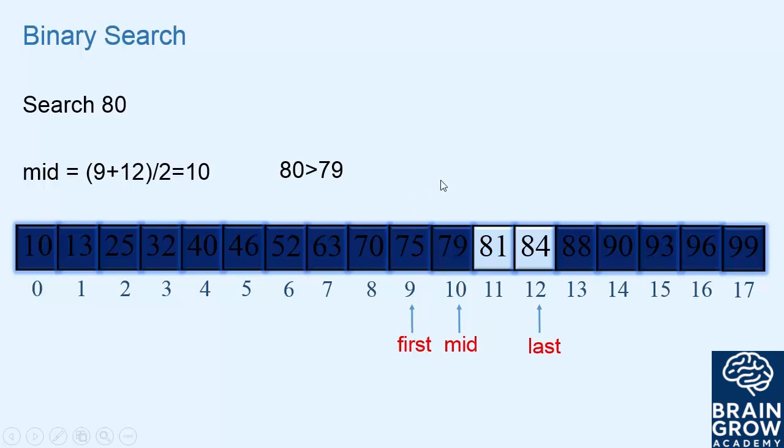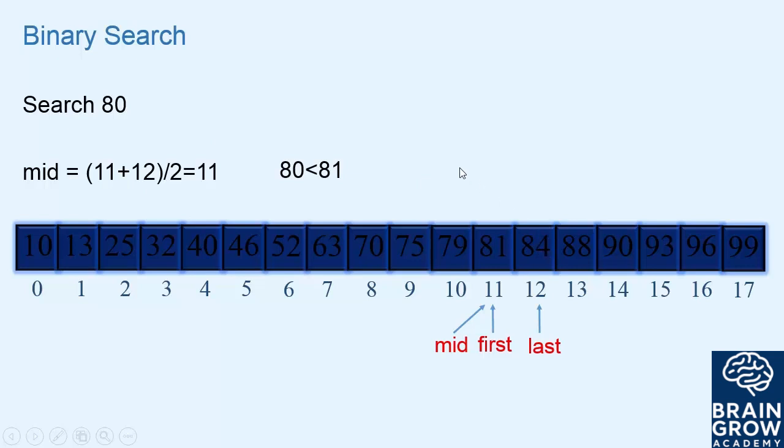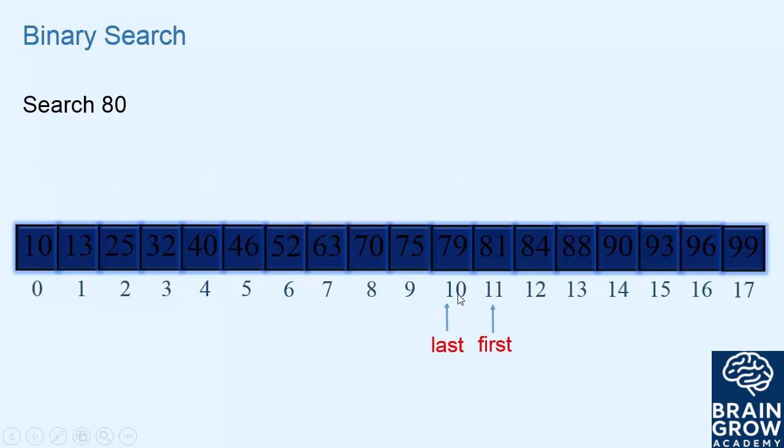And now we'll update the value of first. So first is equal to 11 now. Now we have to search in this subarray. We calculate the value of mid. Mid is equal to 11. 80 is less than 81. So we have to search in left half. So we have to ignore this middle element and right half. And we update the value of last. So now last becomes equal to 10. Now the value of first has become greater than last. It means that the search is unsuccessful. The search value is not present in the array.